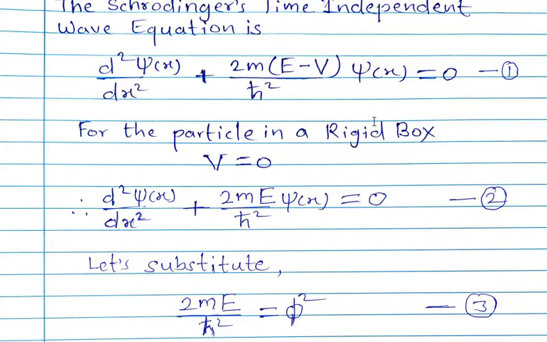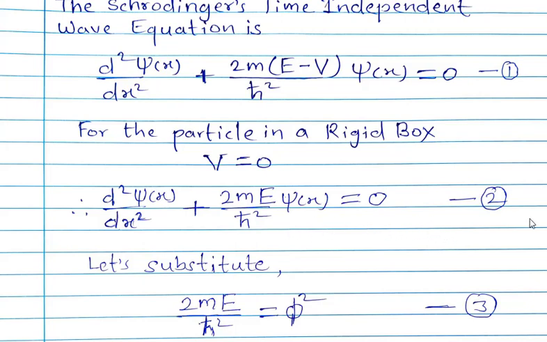Now, if we apply this Schrodinger's time independent wave equation to the free particle confined in a one-dimensional rigid box, whose potential energy is 0, then let's substitute V as 0 in this time independent wave equation. Therefore, this equation becomes d2 by dx square of psi of x plus 2mE by h cross square psi of x equal to 0.